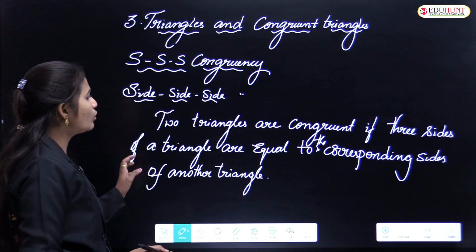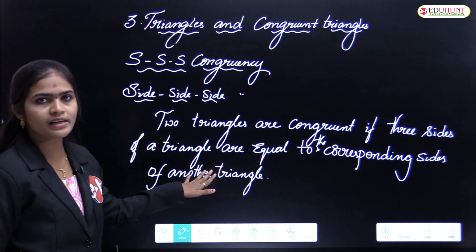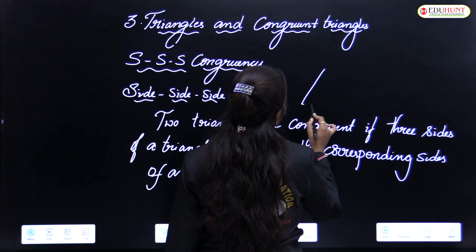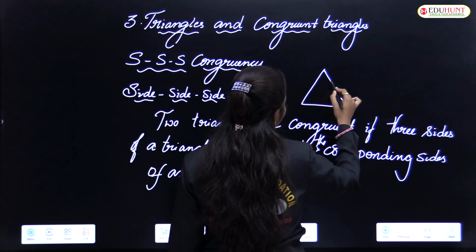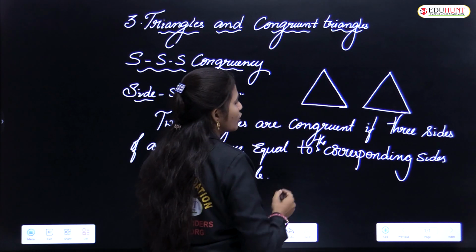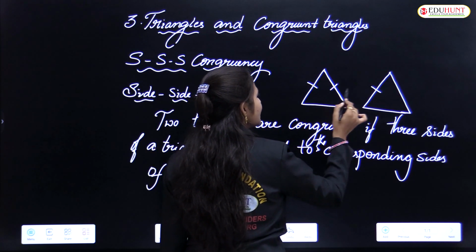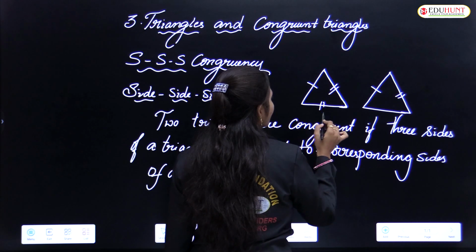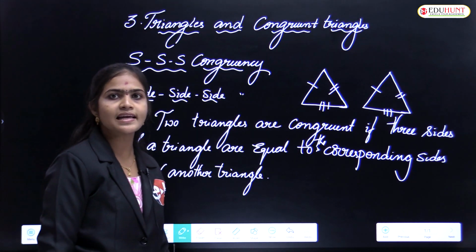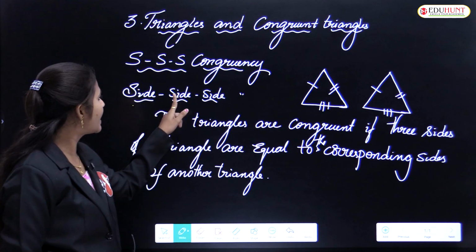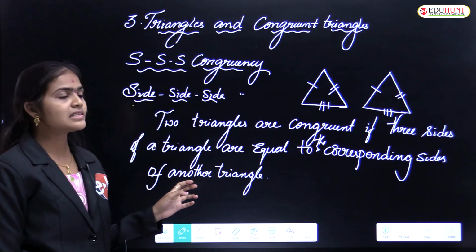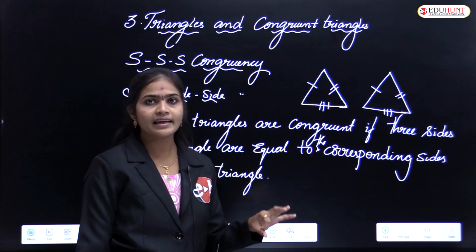Okay, so here two triangles are congruent if three sides of a triangle are equal to the corresponding sides of another triangle. So here take the two triangles. When can we say that these two are congruent? If their corresponding sides are equal, then we can say that those two triangles are congruent under side side side congruency, or else triple S congruency. Okay, so this is about that congruence, and those 3 axioms are completed.